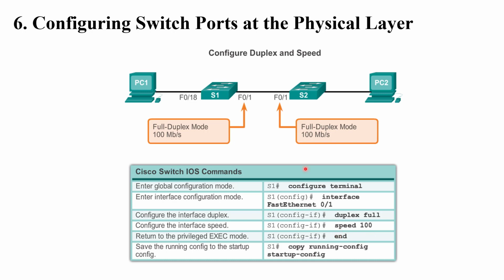Then again, you have to go to switch 2. In the second switch, you have to do the same thing. Go to the interface FastEthernet 0/1, make the duplex full, speed 100 and save it. Copy running-config startup-config. If I do that, automatically this link is now going to be a full duplex link with a speed of 100 megabits per second.